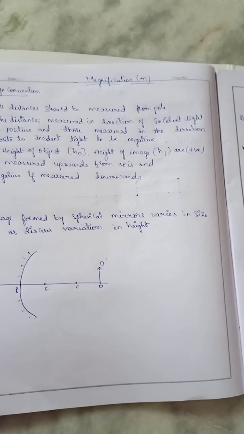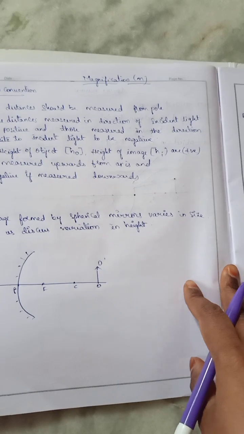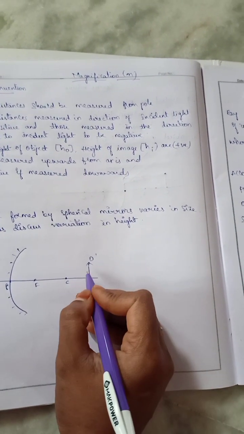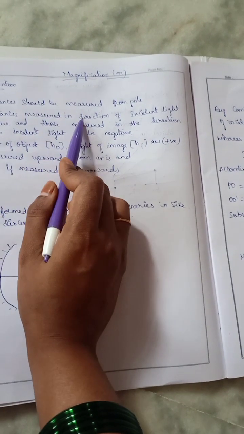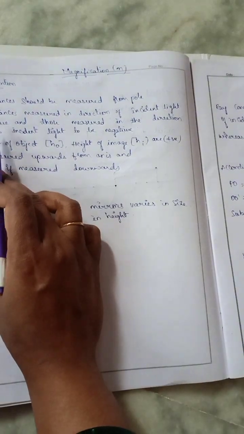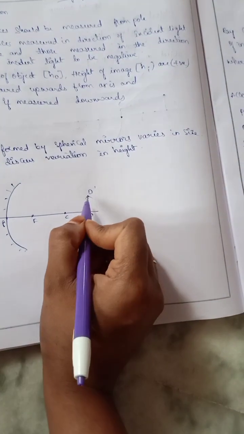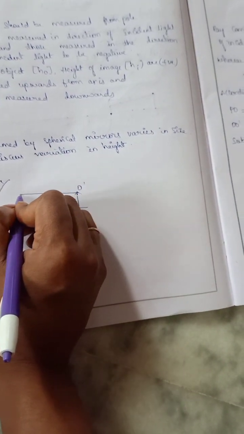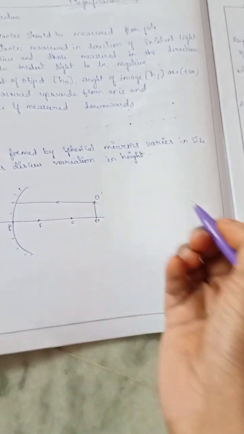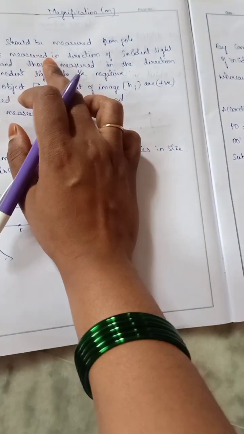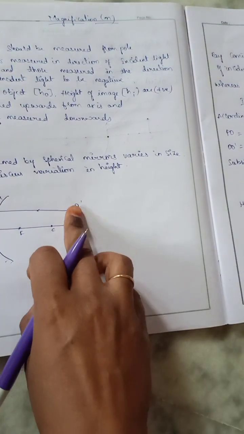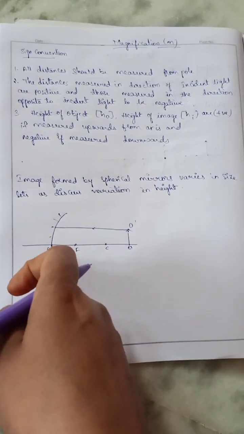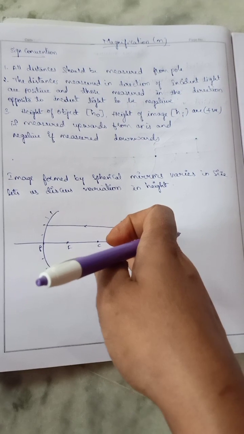The second point is that distances measured in the direction of incident light are positive. What does this mean? For example, this is the object. Now how does the incident ray form? This is how the incident ray is going to form. Whatever the distance in the direction, what is the direction? The direction is going from the right side to the left side.